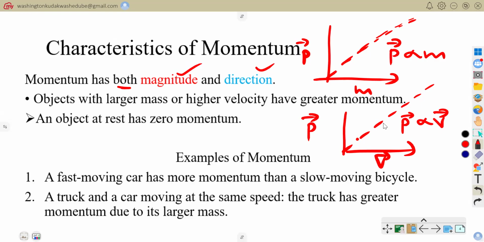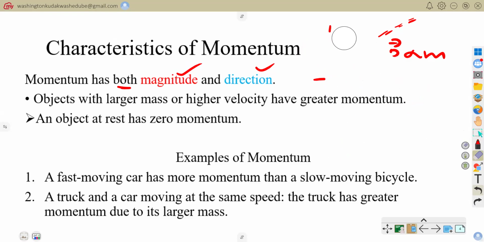So you need to know these relationships. At some point, they would ask you to describe the relationship between momentum and mass, or momentum and velocity, using a graph. So these are the graphs that you can draw, and then you can explain what they mean, to say that momentum is directly proportional to the mass of the object, as well as directly proportional to the velocity of the object. So those are the two most important characteristics of momentum.